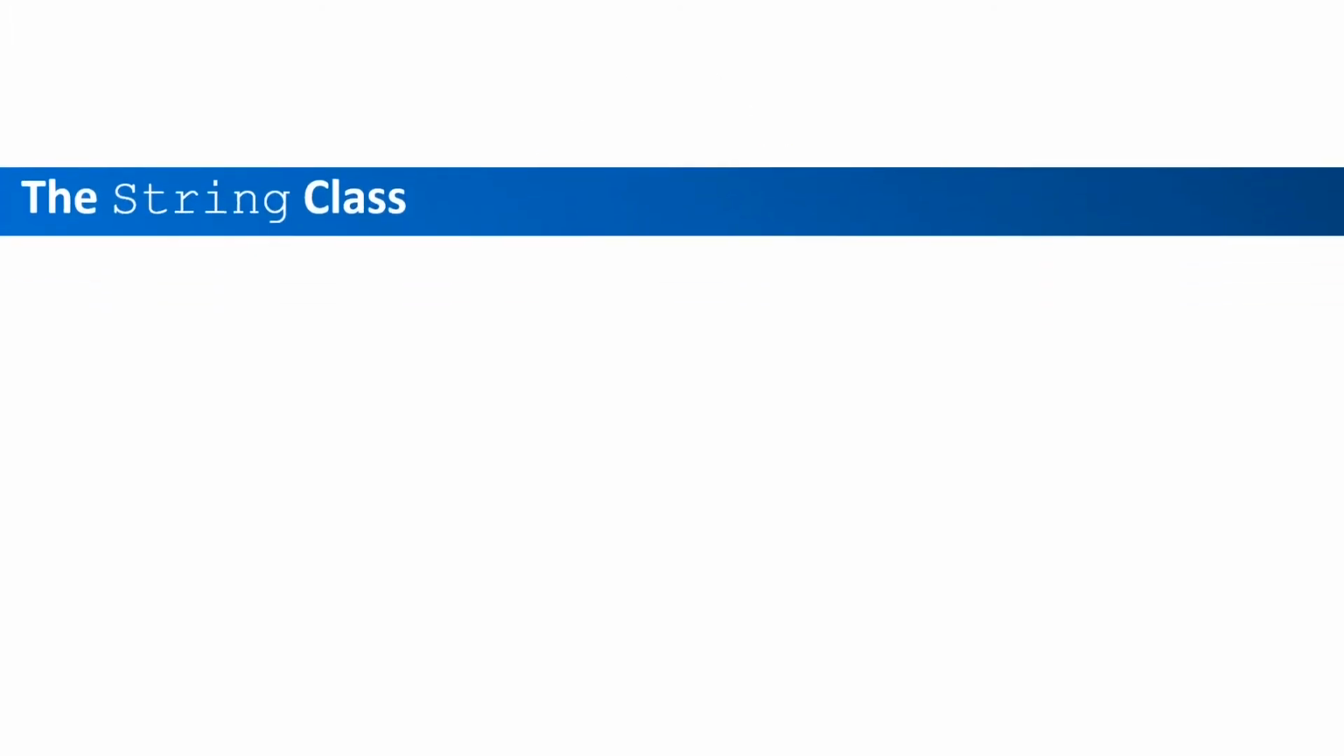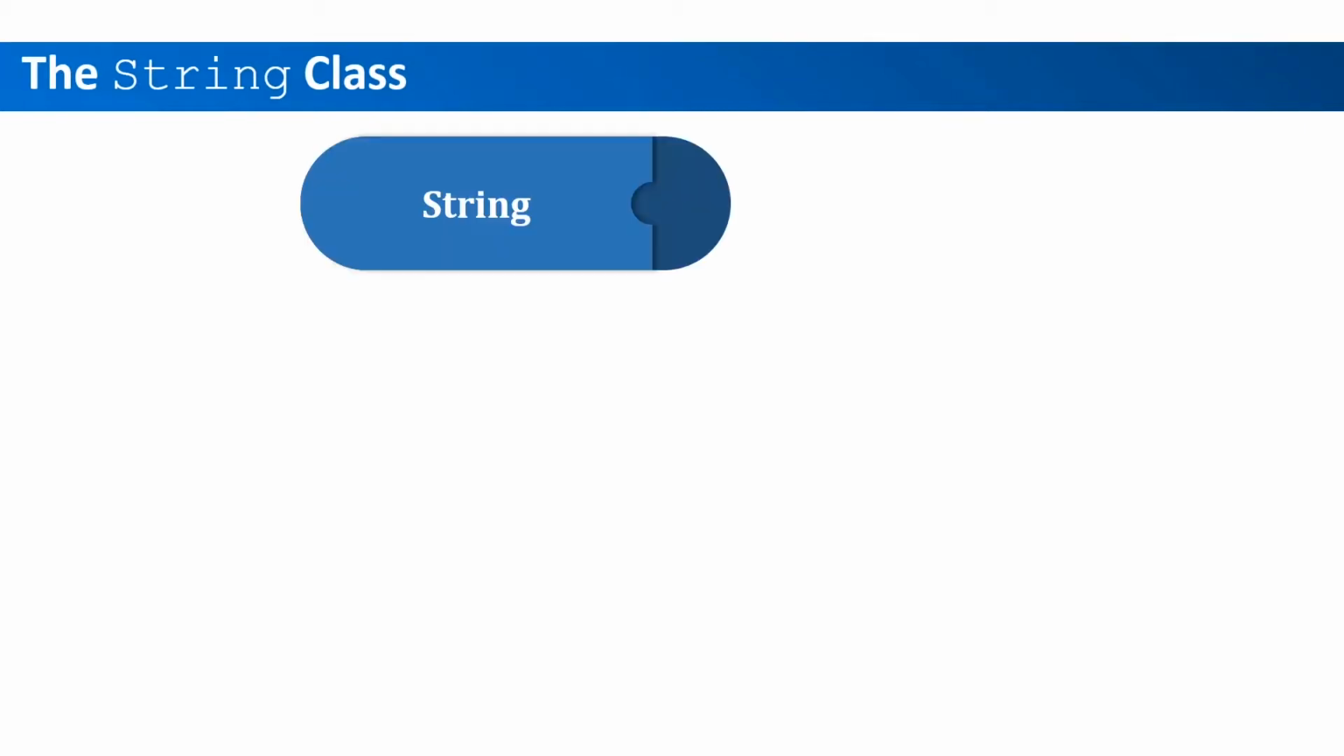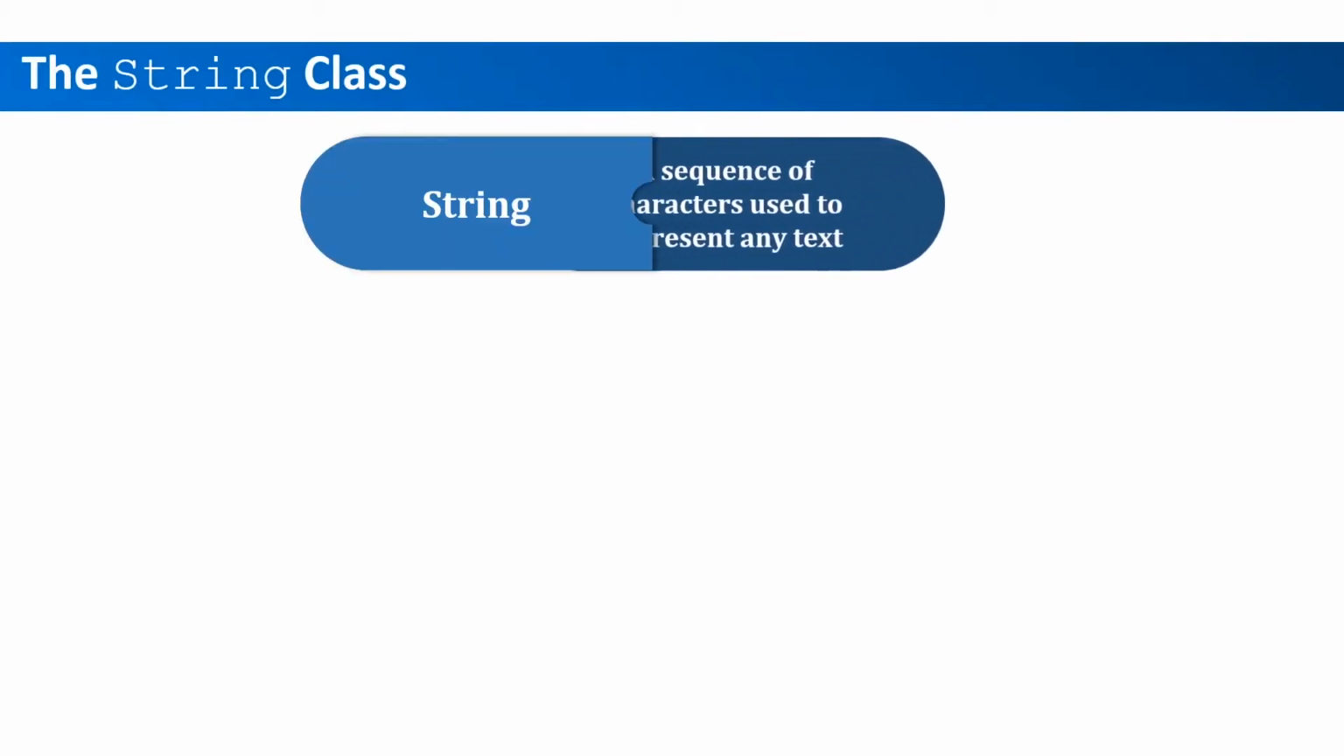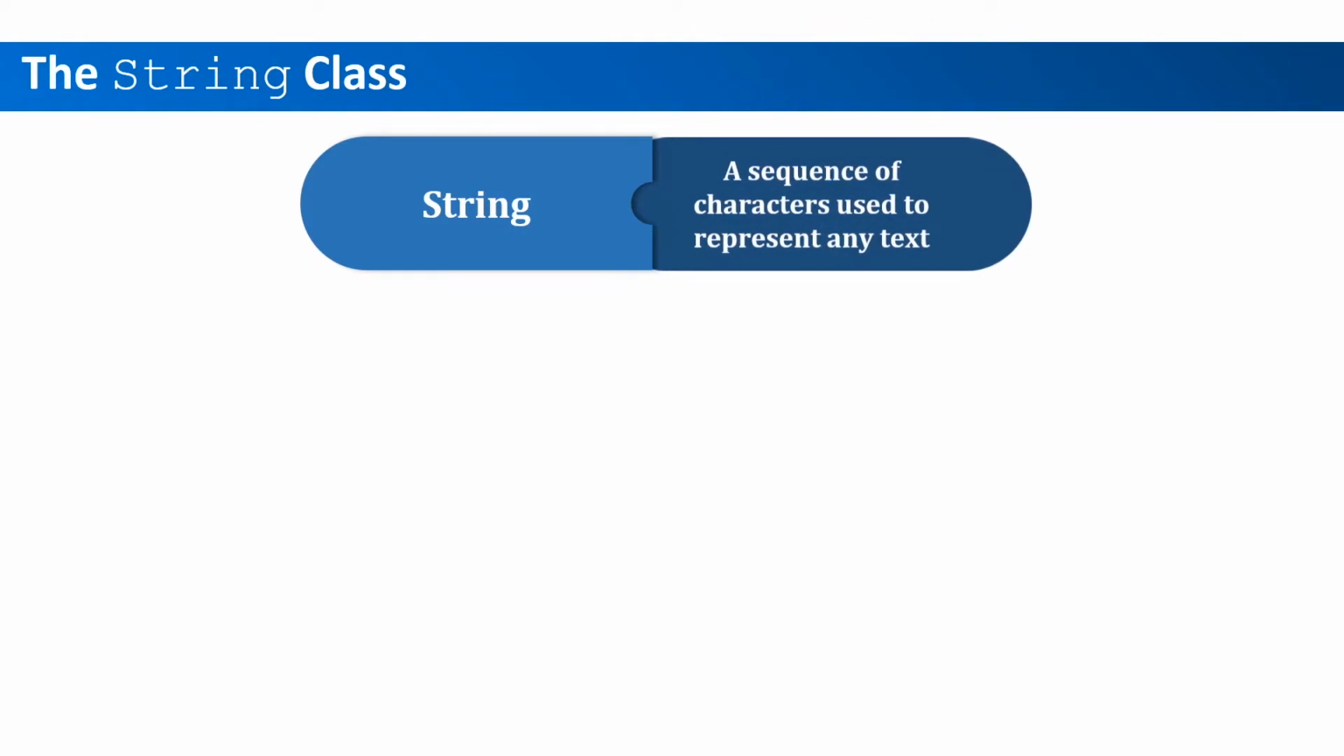In this video, we will deal with our first class in Java, the String class. We will learn how it works and how to use it. A string is a sequence of characters that are combined to represent a text. This text could represent anything: a name, an address, or even a paragraph.